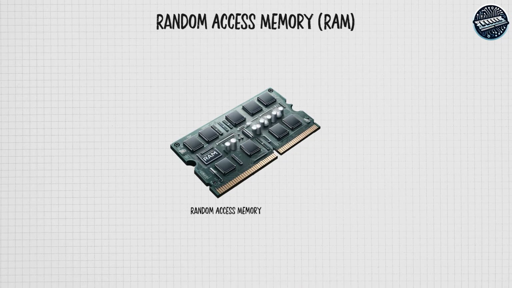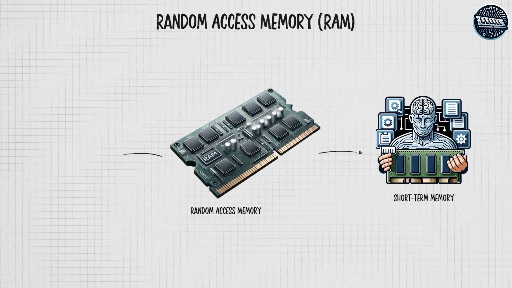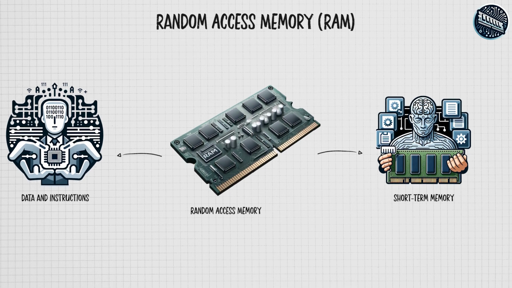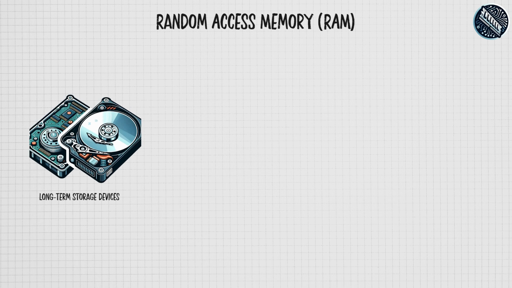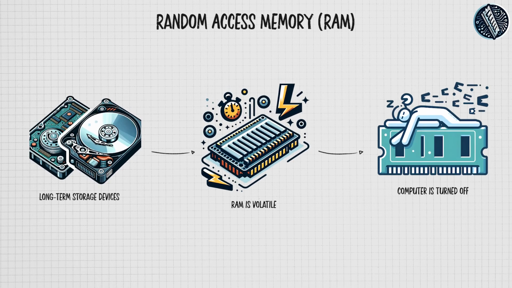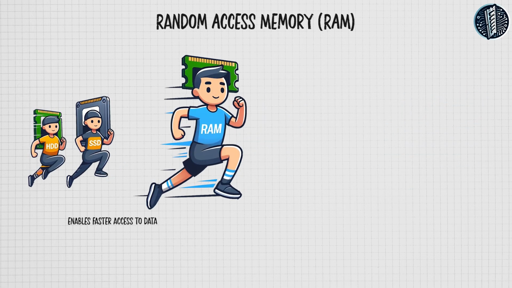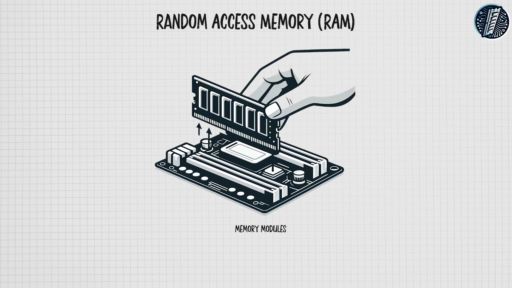Random access memory, RAM, is a crucial component in a computer, serving as its short-term memory, where data and instructions needed by the CPU for immediate processing are stored temporarily. Unlike long-term storage devices such as hard drives and SSDs, RAM is volatile, meaning it loses its data when the computer is turned off. RAM enables faster access to data compared to other storage types, significantly impacting the system's overall speed and performance. It consists of memory modules that fit into dedicated slots on the motherboard.